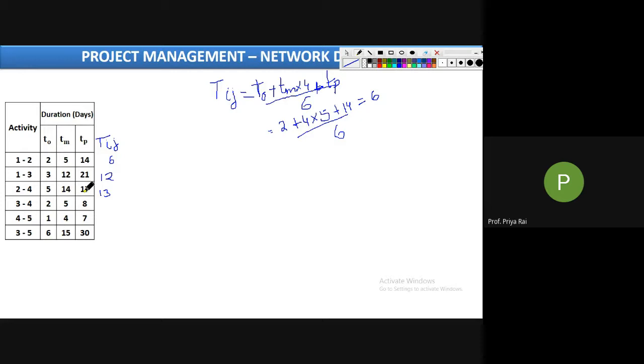4 plus 4 into 14 plus 17 by 6. What is it for this one? 5. Yes, 5. Very good. 2 plus 4 into 5 plus 8 by 6. Ma'am, 4. And the last one is 16. Yes, 16. Okay, so like this you need to calculate this next column.